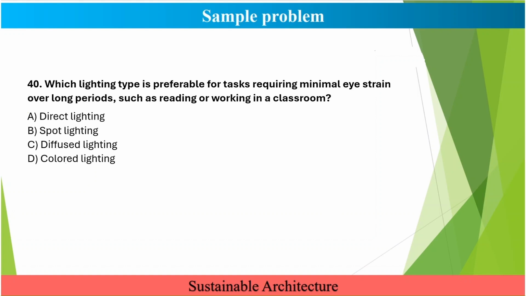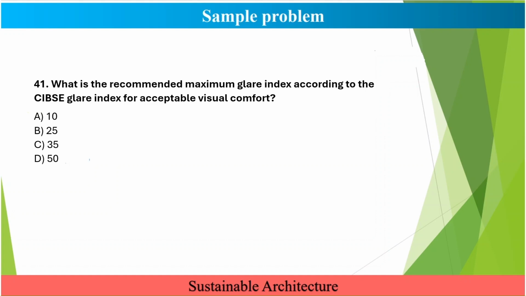Okay, let's move to question 40. Which lighting type is preferable for tasks requiring minimal eye strain over long periods? Diffuse lighting. Yeah, diffused lights are the right answer for this one. Direct lighting or spot lighting is not suitable for longer periods, nor are colored lights, like the example of red colored light that was given in the lecture videos.